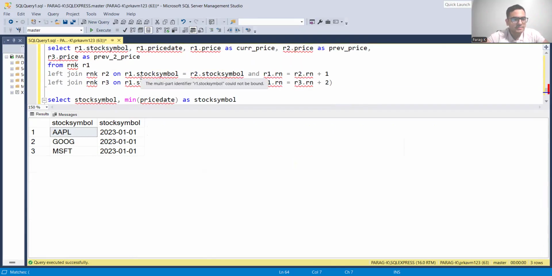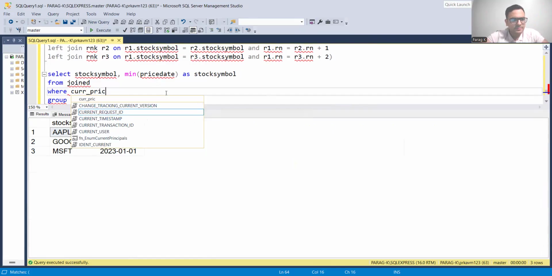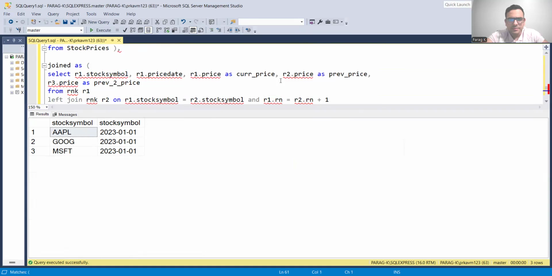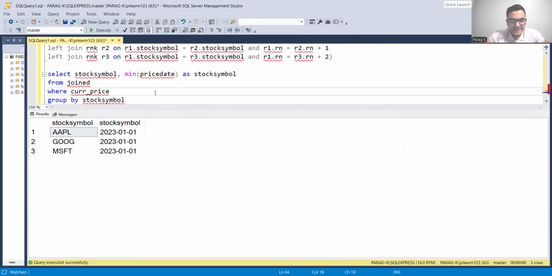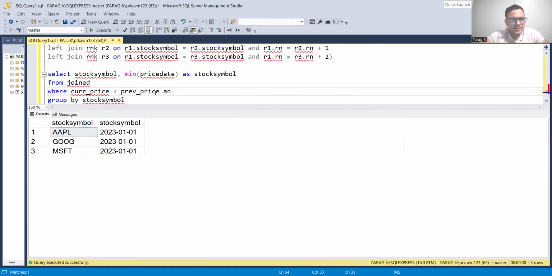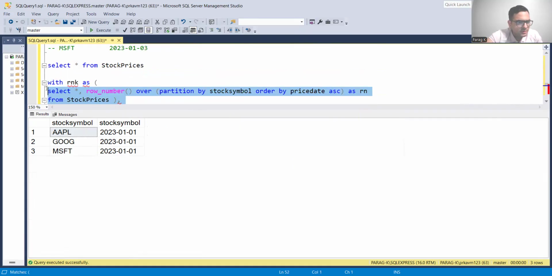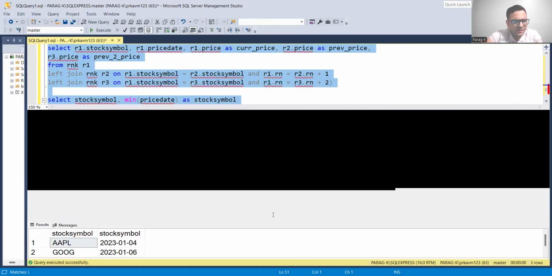And I'm gonna do something like this. I'm gonna do where current price should be less than the previous price. You remember why we did that? That's the reason we started the comparison. And another one would be previous price should be less than the previous-previous price. Let me see if this runs or not. I'm gonna get an error or something. Perfect. So huge understanding of the logic in here.